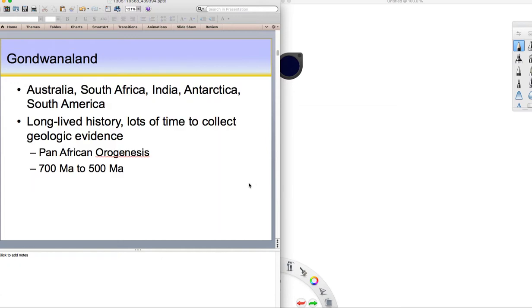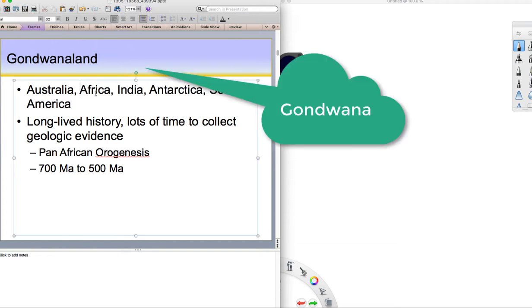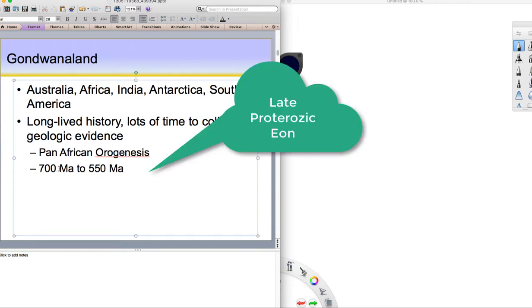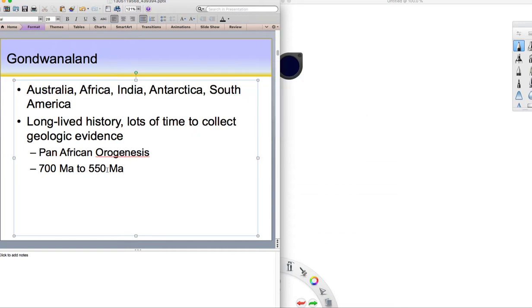And so collectively, geologists call those southern hemisphere continents Gondwanaland, Gondwana for short. It encompasses Australia, Africa, India, Antarctica, South America. Another thing about Gondwana, it had a long-lived history. It had lots of time to collect geologic evidence because it came together in the late Proterozoic, around 700 to 550 million years ago. So that was when it was amalgamating or forming this Gondwana supercontinent.